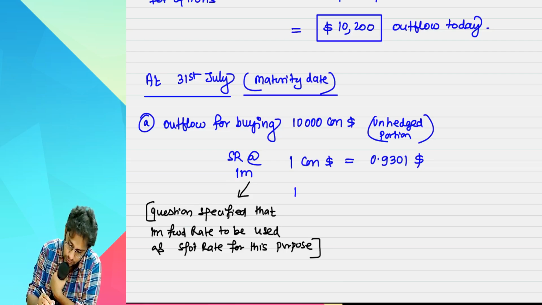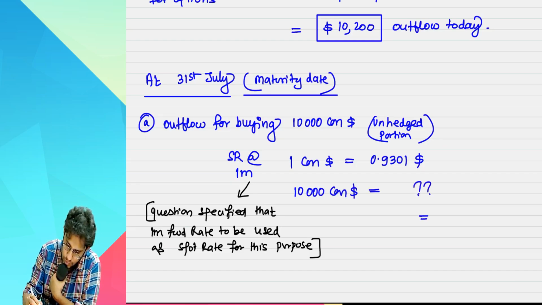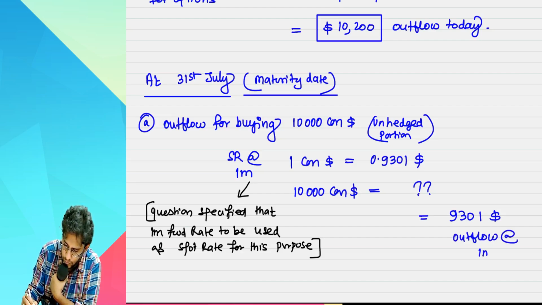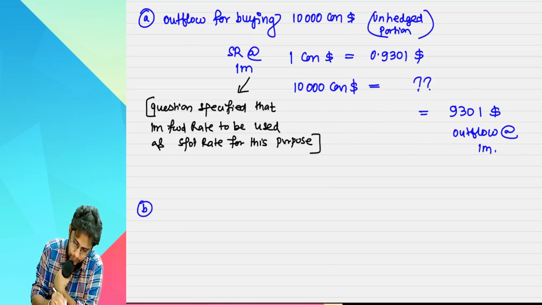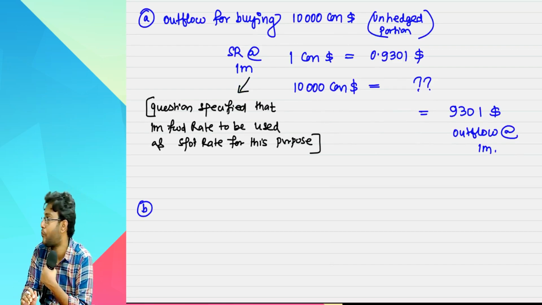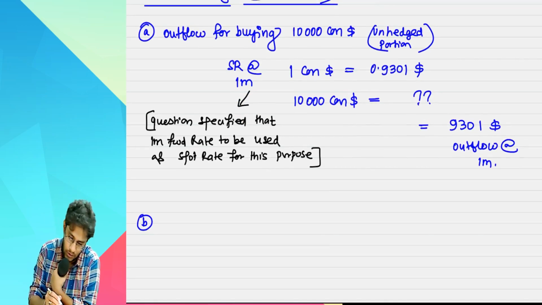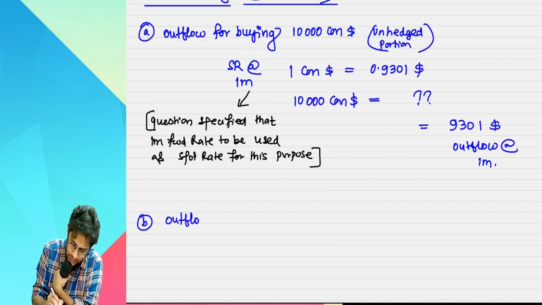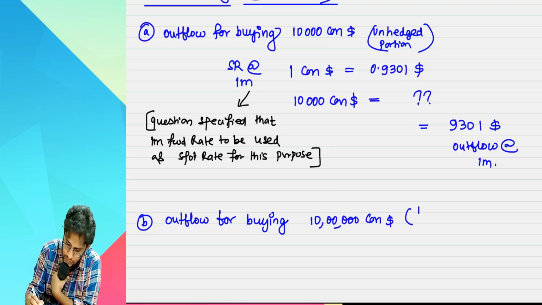So 10,000 CAN dollars, 9301 dollars is definitely outflow. B, this is outflow for buying the remaining 10 lakh CAN dollars, which is your hedged portion.